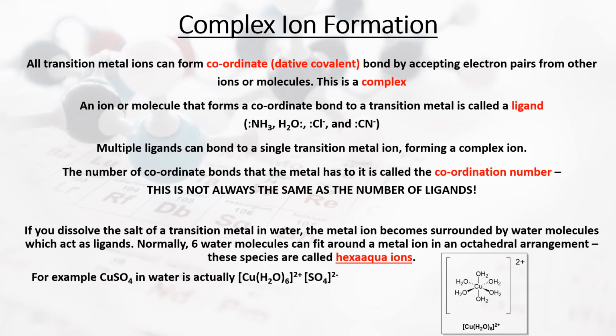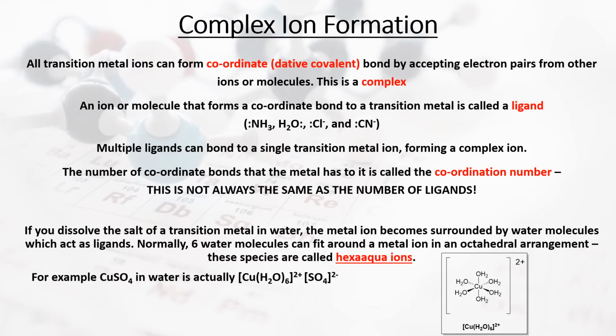Now, the examples I've shown at the top here, the ammonia, the water, the chloride anion, and the cyanide anion, even though some of them have more than one pair, are all examples of what we call monodentate ligands. They only make one coordinate bond. So the key thing is that the coordination number is the number of coordinate bonds. It's not always the same as the number of ligands.